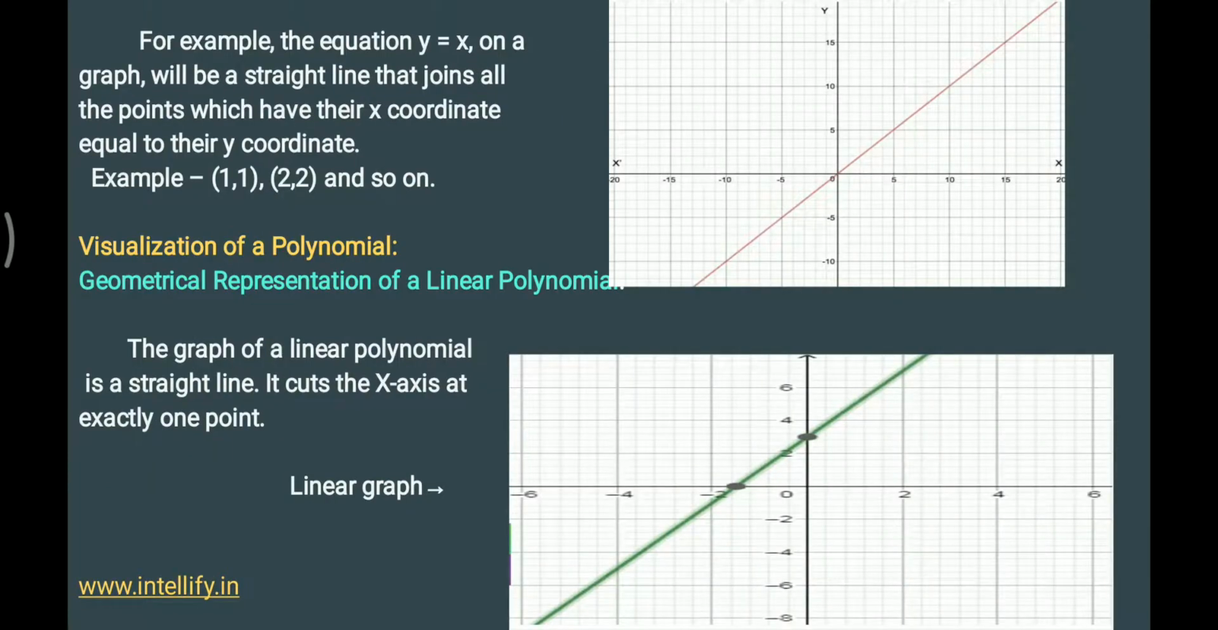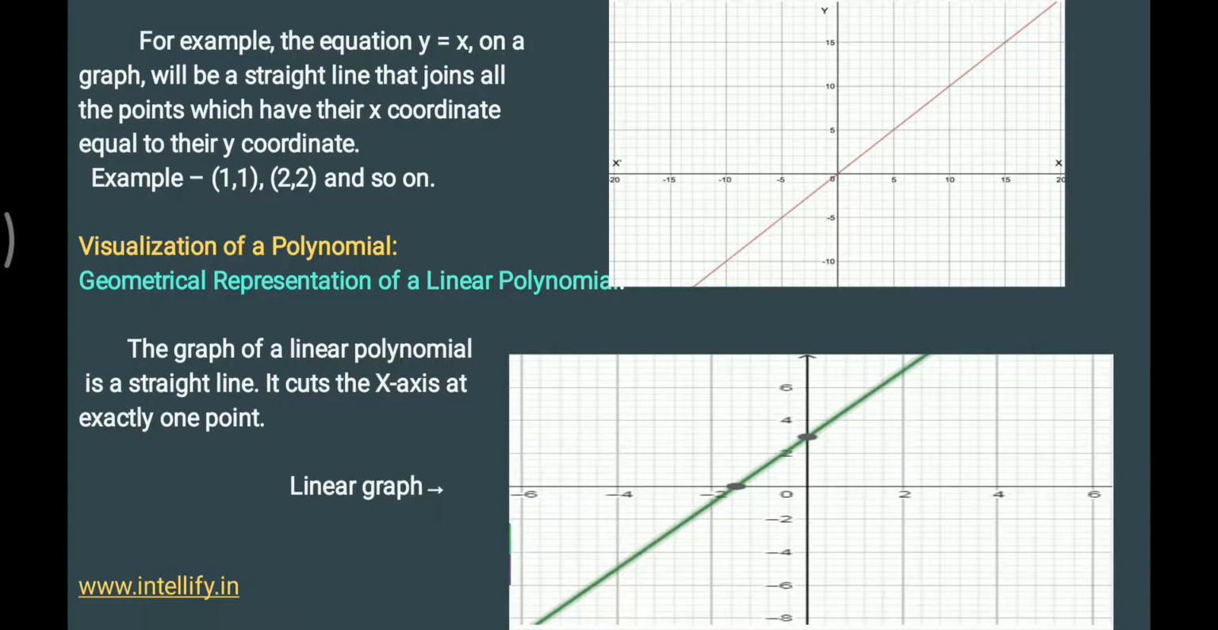And let's go to an example. For example, the equation y equal to x on a graph will be a straight line that joins all the points which have their x coordinate equal to their y coordinate. For example, we can see 1 comma 1, 2 comma 2. So we should draw a line in such a manner, y equal to x.